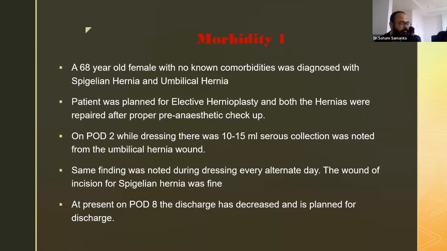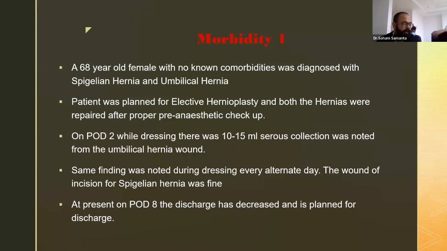In which plane was the mesh placed? Only mesh, even for the Spigelian. You close the layers and then put the mesh only. You understand the different layers? If you are doing this umbilical and Spigelian hernia, the mesh has to be placed in the same plane. Have you created a retrorectus space in the umbilical area, or did you close the gap and put the mesh over the sheath?